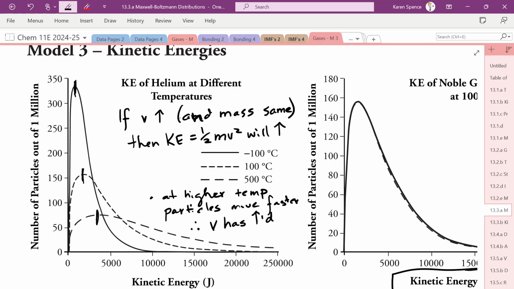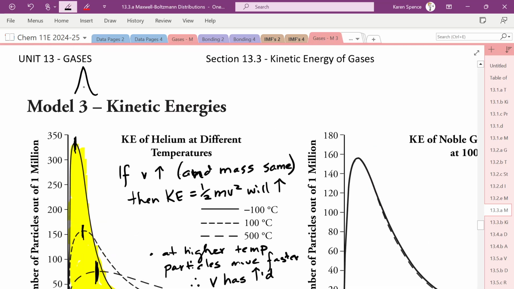What do you mean a spike? Why is it tall? Oh, just because it's a lot narrower. So in order to have the same area under the curve, if something is taller, the area under the curve represents the total number of particles. Let's write that down. Area under curve equals total number of molecules.